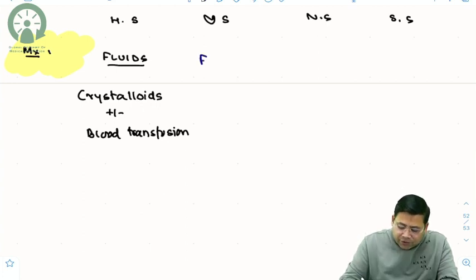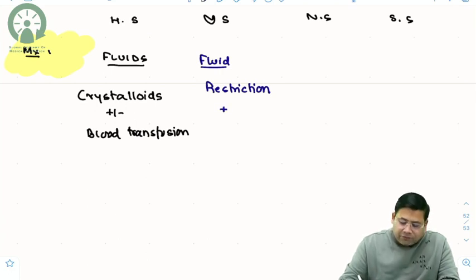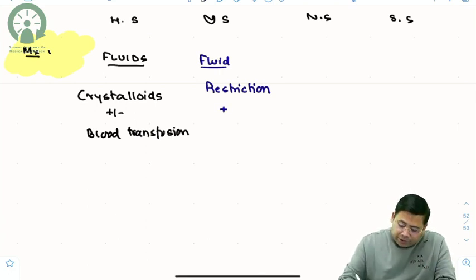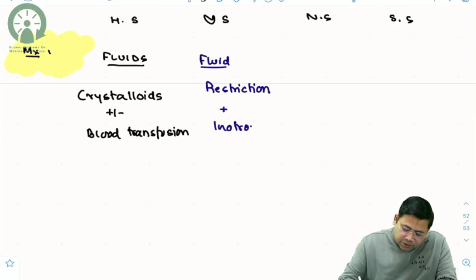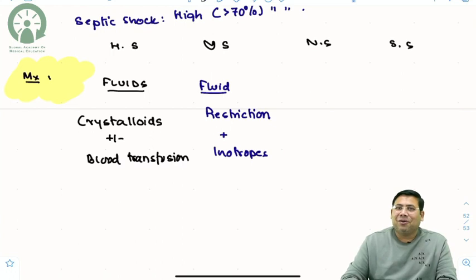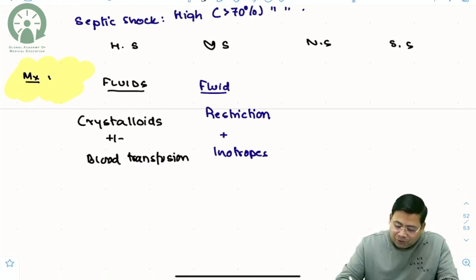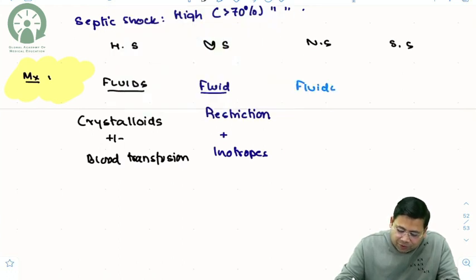So fluid restriction. It's very important for you to identify what type of shock you are dealing with, because the management is totally different for every type. Along with this, we need something to stimulate, and therefore inotropes for cardiogenic shock. Then what about neurogenic shock? In neurogenic shock, you need fluid. Why? Because the majority of the fluid is getting pooled. So you need fluid, and along with that you need inotropes also. Both of them you require.